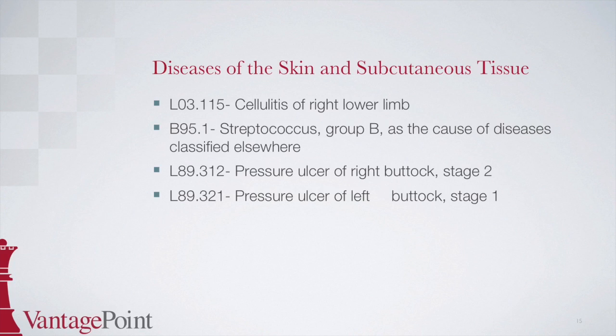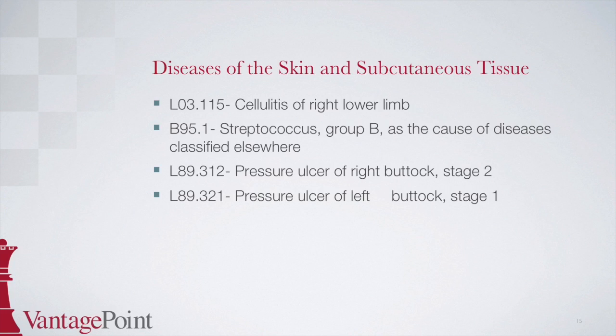The next code is L89.312, pressure ulcer of right buttock, stage 2. To locate this code, start at ulcer in the alphabetic index, then find decubitus indented below, where there is an instructional note stating see ulcer, pressure by site. After following these directions, find stage 2 under pressure ulcer, then the site, which is the buttock. Documentation states gluteal region, which equates to buttock. This points to L89.3 with a checkbox next to it indicating more digits are required.